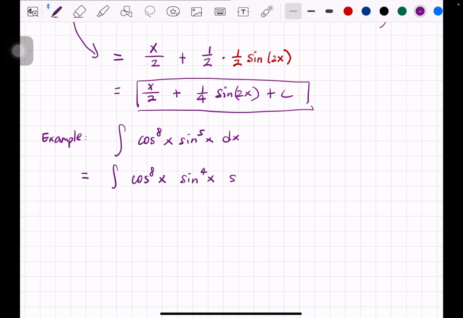So we can split sine to the 5th power into sine to the 4th power times sine x dx, where sine x dx tells me that I'm going to use the u substitution for u equals cosine of x, where du is equal to negative sine x dx.